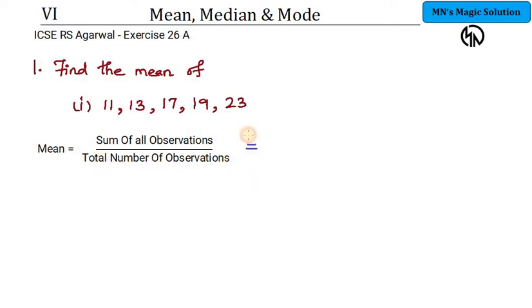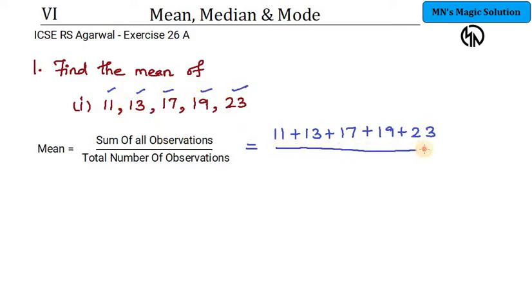So what is the sum of all the observations given to us here? It is 11 plus 13 plus 17 plus 19 plus 23. How many observations have they given us? 1, 2, 3, 4, 5. So totally 5 observations are there. So we will divide the sum of all these observations by 5. So you have to add all the 5 data.